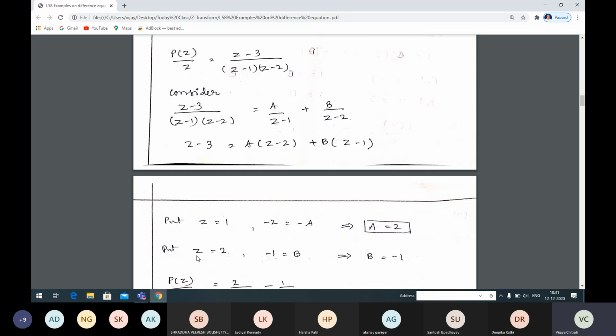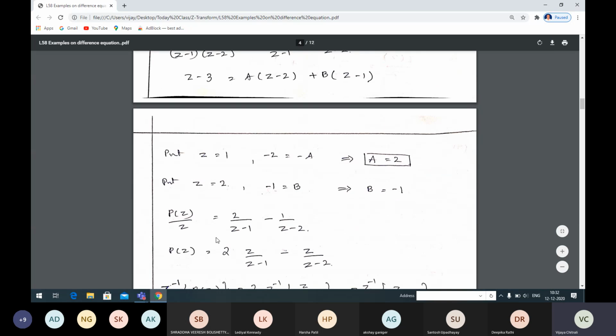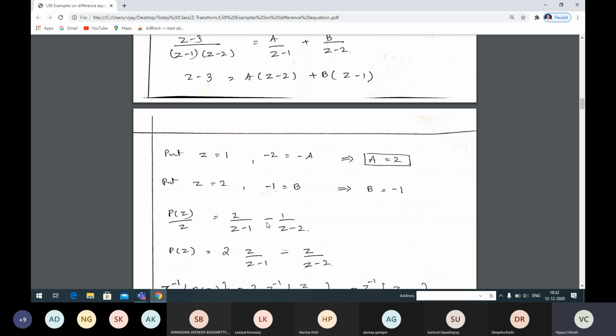Similarly, put z is equal to 2. By substituting z is equal to 2, we can make this term 0, right? So z is equal to 2: minus 1 is equal to, because 2 minus 1 is 1, minus 1 is equal to b. So b is equal to minus 1. So substitute here: p of z divided by z is equal to a, which is 2, divided by z minus 1, and b is minus 1, so plus into minus is minus 1 divided by z minus 2, right?